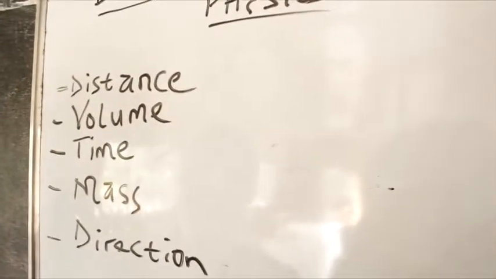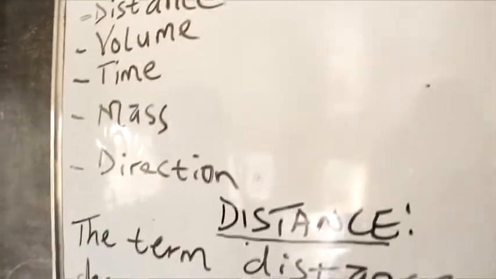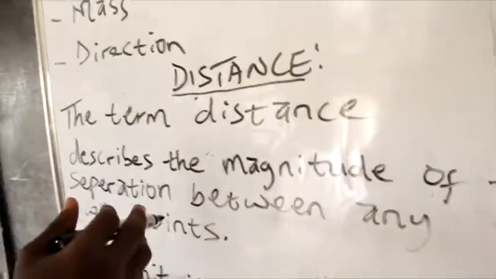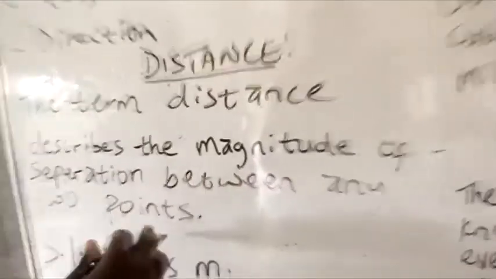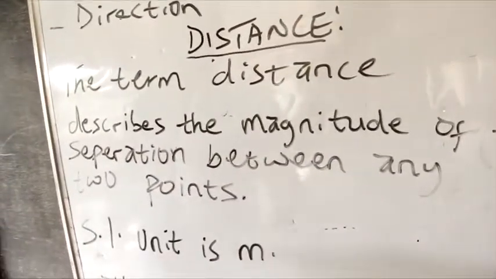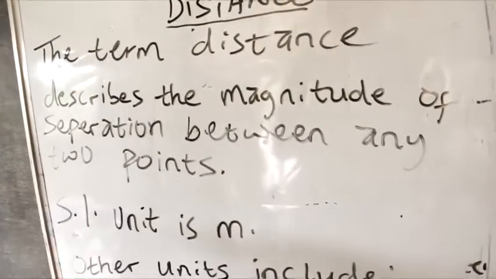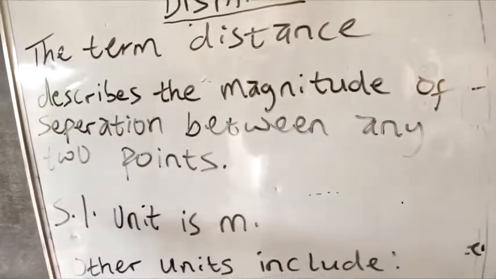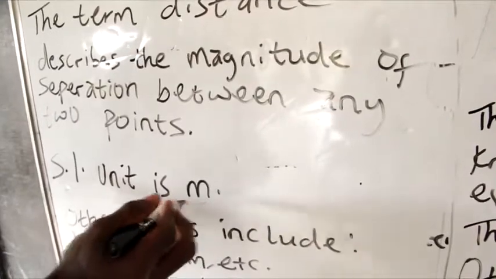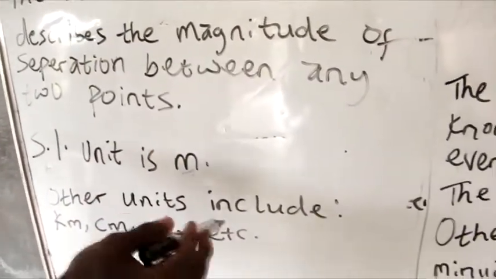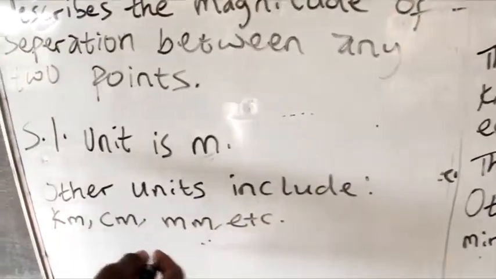So for distance, the term distance describes the magnitude of separation between any 2 points. Distance explains how far a particular object is from another one. So the SI unit of distance is meters. This is it, meters. Other units include kilometer, centimeter, millimeter, etc.